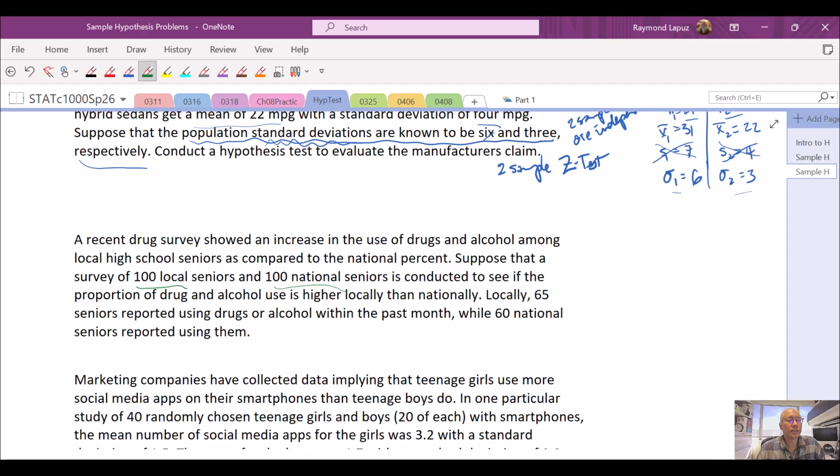So I think this is going to be a proportion problem because, first of all, they're not showing any averages or means, and then here they're saying 65 out of 100 local seniors are kind of getting grouped together. So clearly we have 2 samples, and this is a proportion test. And so automatically this will be a z-distribution test.